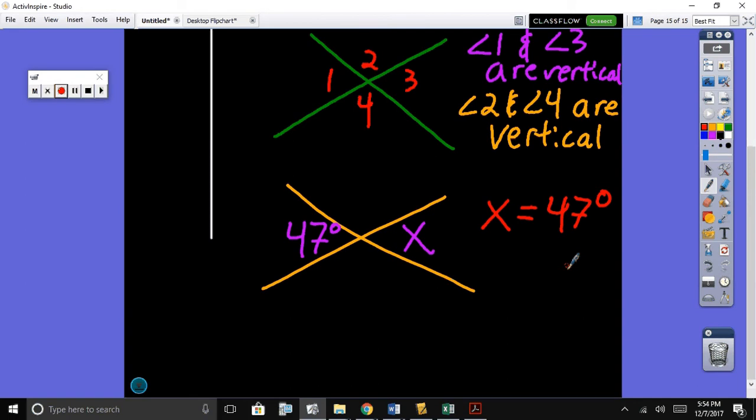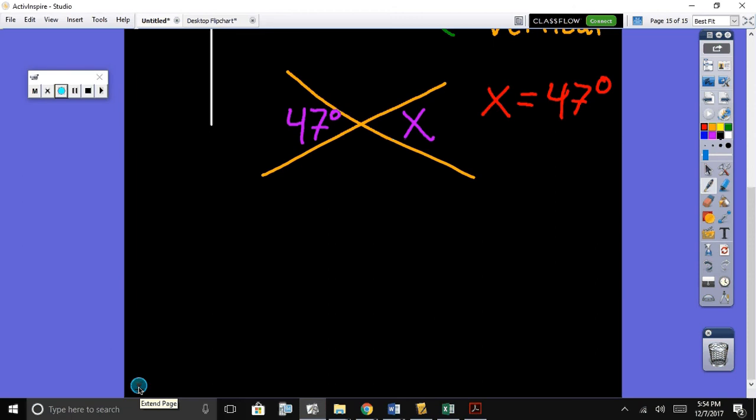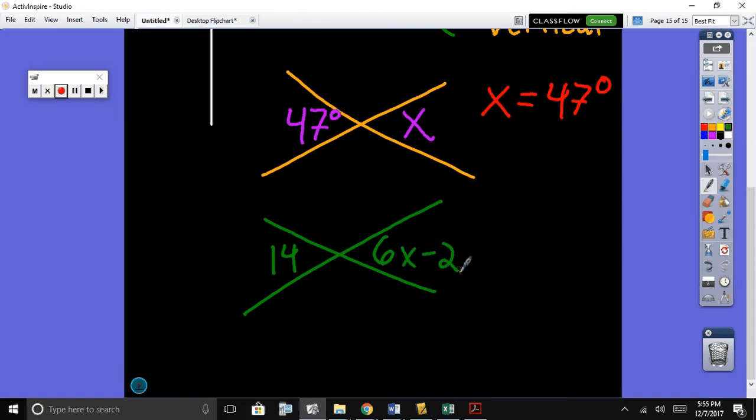Let's look at a little more complicated example, something you might be more likely to see on a quiz or test. If I have two angles that cross each other, and we say this one's 14, and this one's 6x minus 2, we're still able to apply the vertical angle theorem here. In this case, 14 is going to equal 6x minus 2. We can create that equation and say that these two are going to be equal to each other, or congruent, because of the vertical angle theorem.